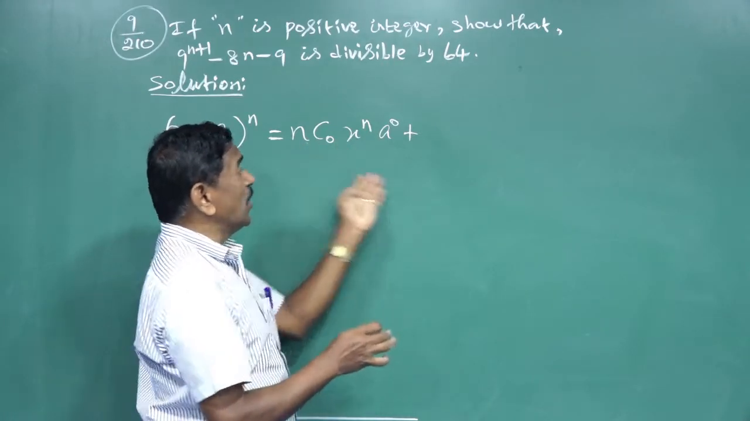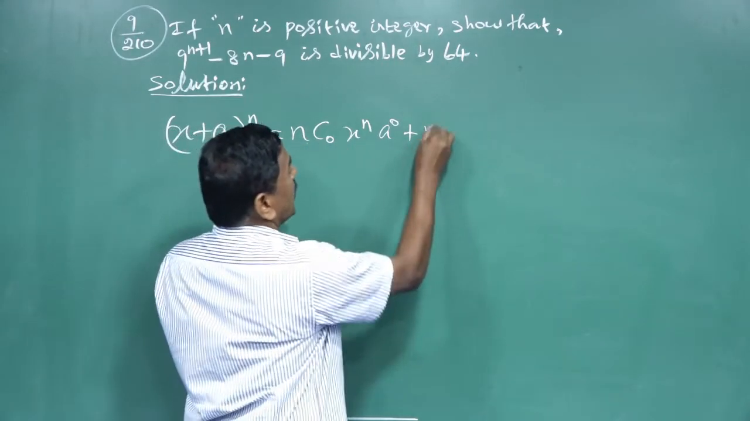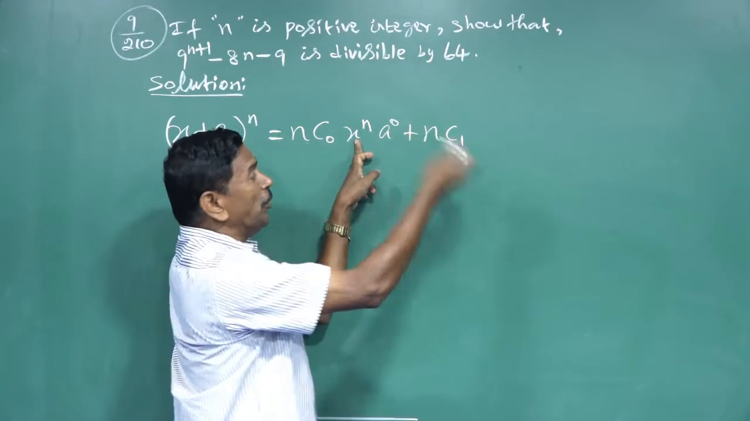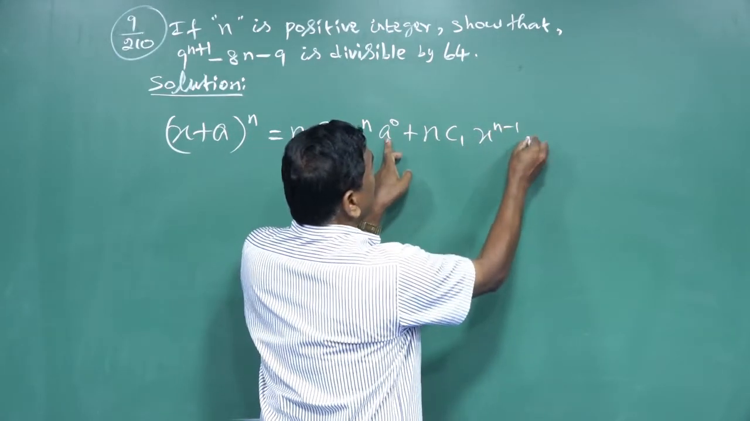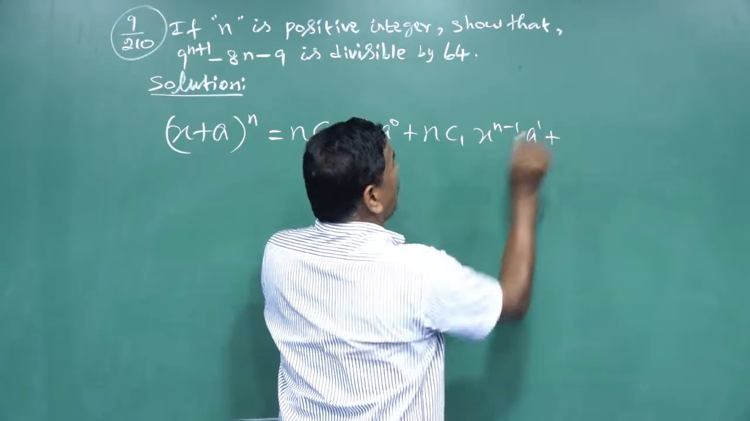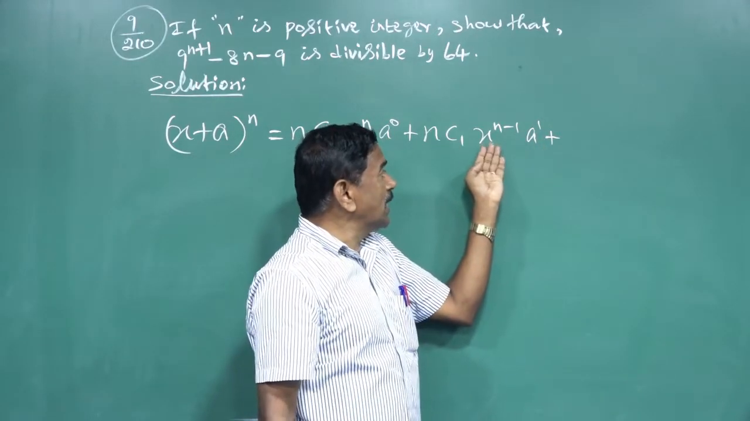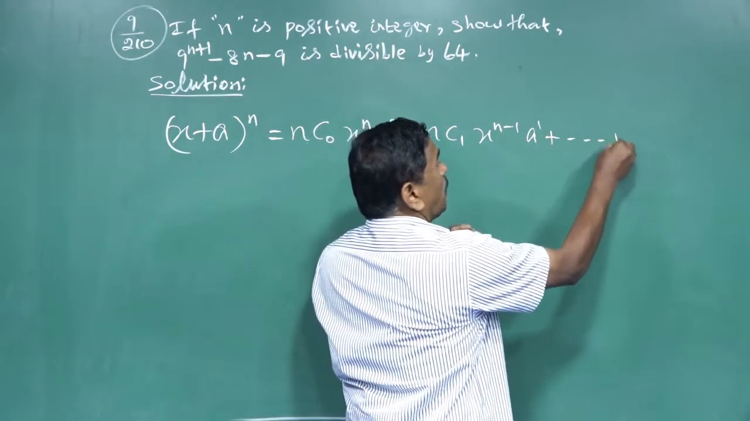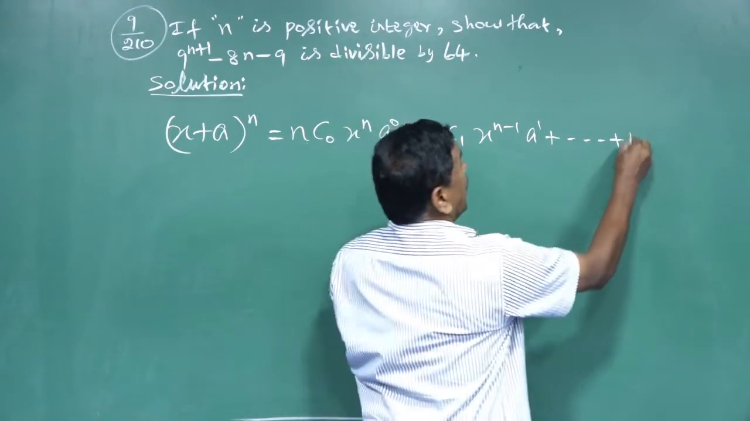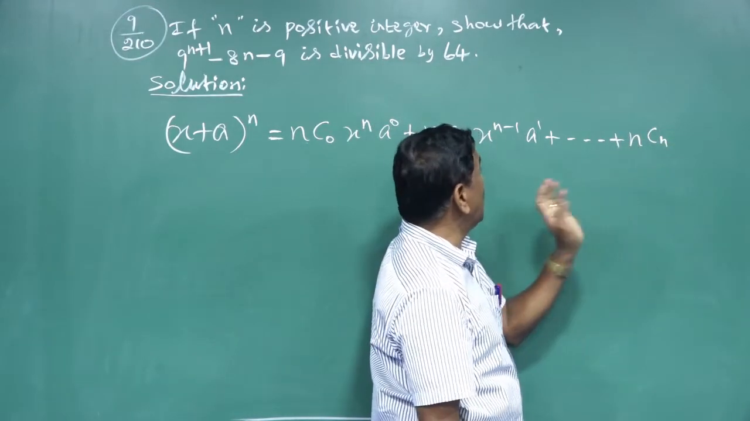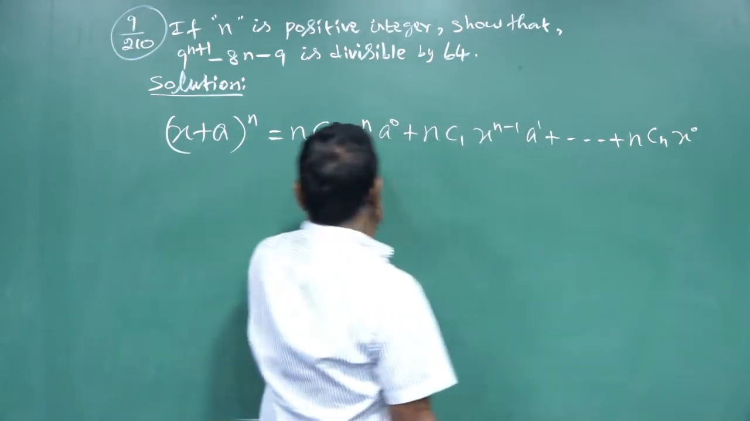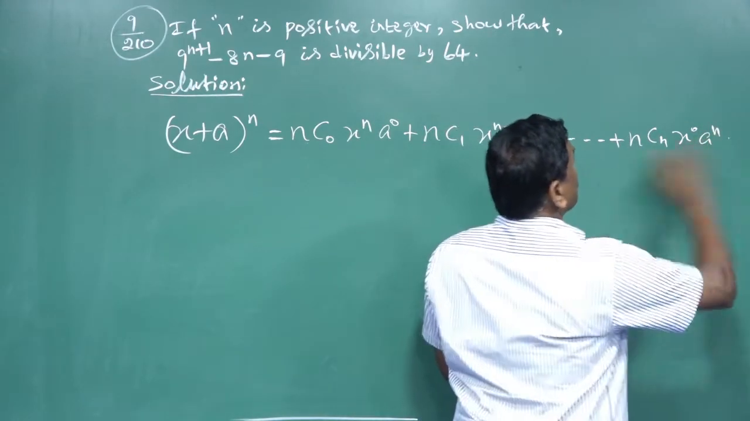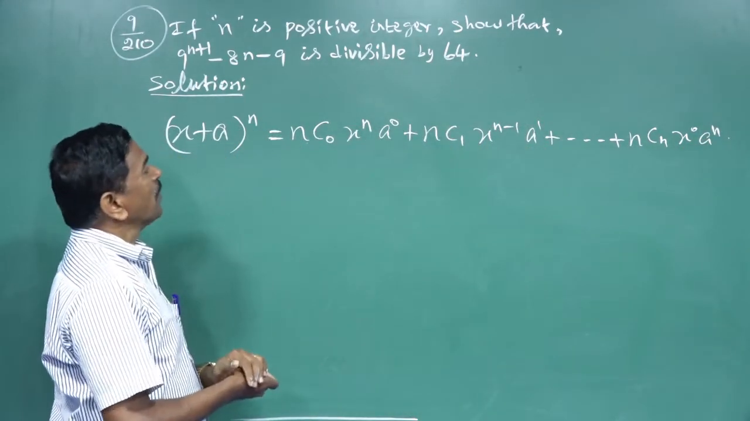Now can you tell me what is nC0 next? Good, very good. That is nC0, next nC1 into x power n minus 1 into a power 1, since one power we want to reduce. Plus next nC2 into x power n minus 2 into a square, likewise, etc. Plus the last term is given by nCn into x power 0, because the x powers are decreasing, into a power n. So this is the binomial theorem.